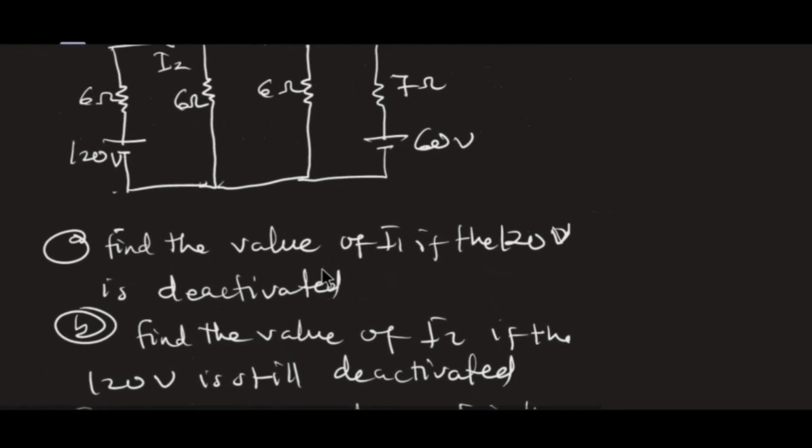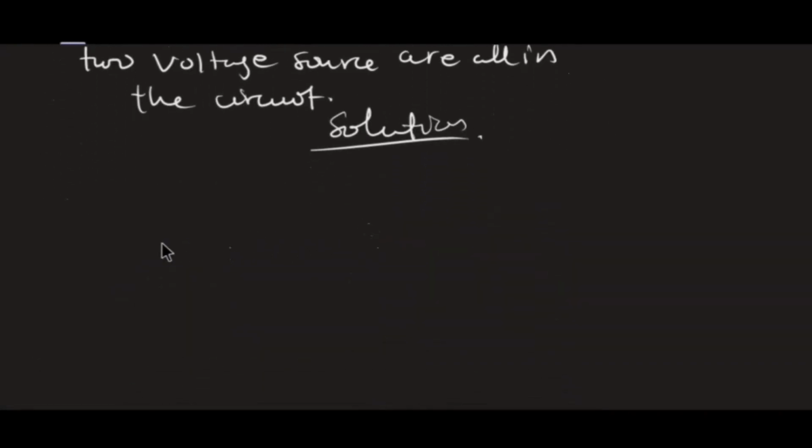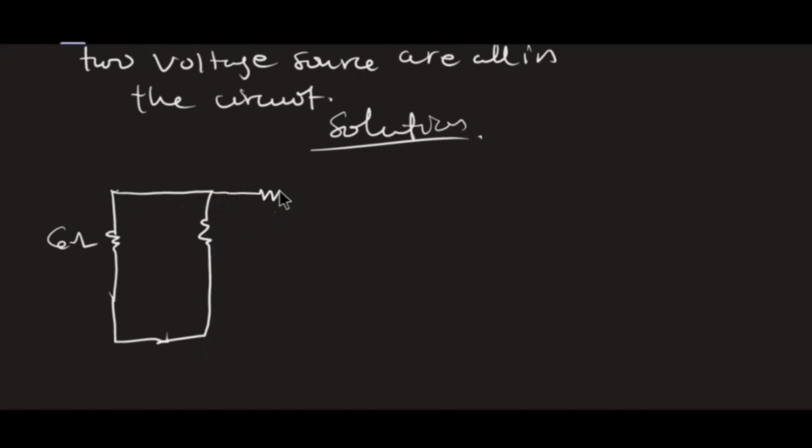The first part is find the value of I1 if 120 volts is deactivated. We are going to deactivate 120 volts by creating a short circuit, since 120 volts is a voltage source. So I have my 6 ohm maintained and my 120 volts will be a short circuit. So I have this, then I have this, and I'll have my 60 volts here.